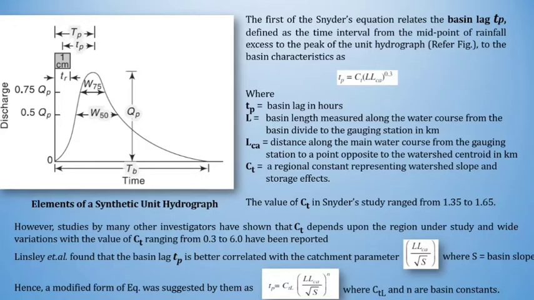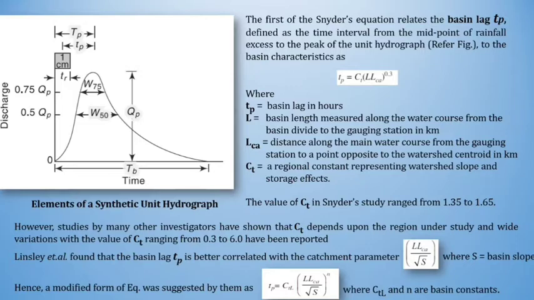Usually these values of L and Lca will be given to you while solving the numerical. Ct, C suffix T, is a regional constant representing watershed slope and storage effects. You have to estimate this Ct. The value of Ct in Snyder's study ranged from 1.35 to 1.65. However, studies by many other investigators have shown that Ct depends upon the region under study, and wide variations, with the value of Ct ranging from 0.3 to 2.6, have been reported.